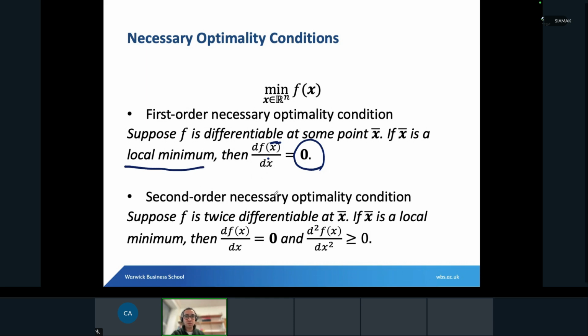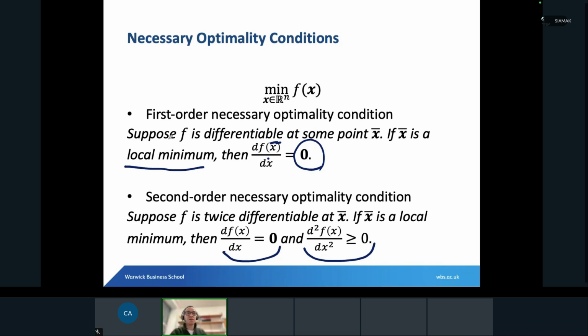The second order necessary optimality condition says that suppose f is a twice differentiable function at x bar. If x bar is a local minimum, then the first derivative at this point is equal to 0 and the second derivative is non-negative. Do you remember that? If the second derivative is non-negative, we call the function what? We call it a convex function, right? This is what we covered last week.